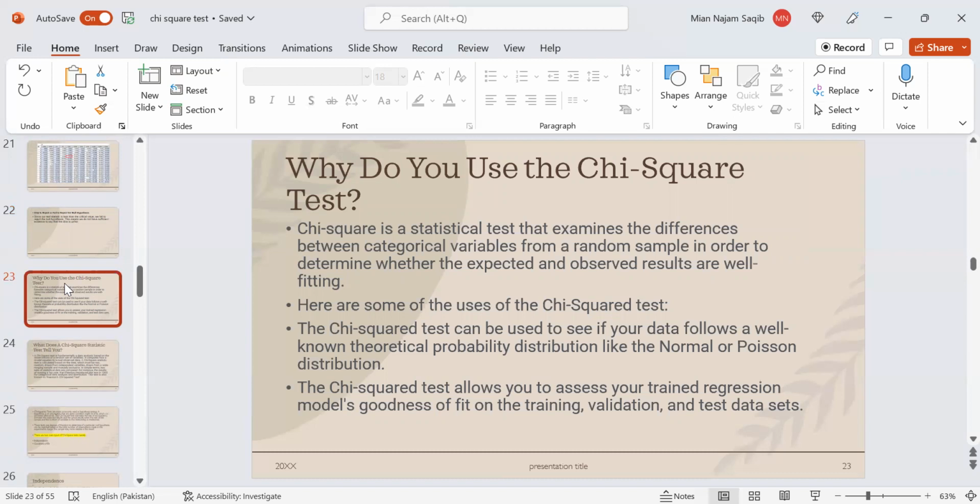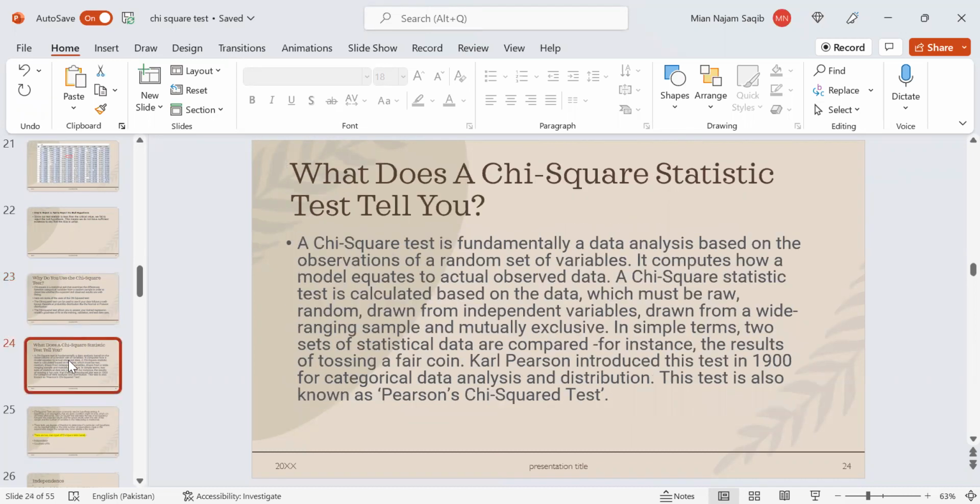Some of the uses of chi-square tests are that they can be used to see if your data follows a well-known theoretical probability distribution like the normal or Poisson distribution. The chi-square test allows you to assess your trained regression model's goodness of fit on training, validation, and test data sets.